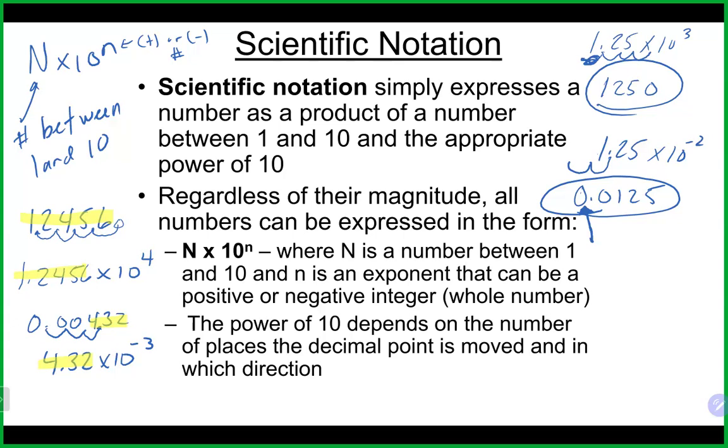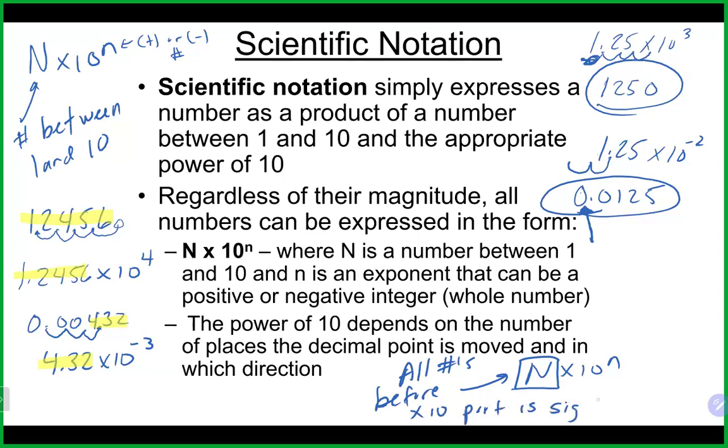By the way, when you write a number in scientific notation like this, all of the numbers before the times 10 part is significant. And they are significant figures, really. We'll talk about what significant figures are later, but whenever you see a number written in scientific notation, all the numbers that come before that times 10 part are always considered significant figures and are significant. So just keep that in mind.